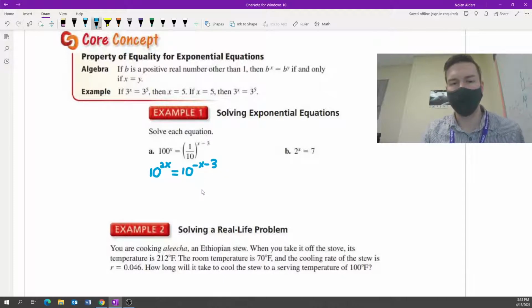And you'll have to forgive my handwriting, writing with my mouse today. Alright, since both of these have the same base, that means the exponents have to be equal to each other for this equation to work. So we can go from this point and say that 2x has to be equal to negative x minus 3. So we could add the x over, so we'll have 3x equals negative 3. Divide by 3, and you'll get x equals negative 1.